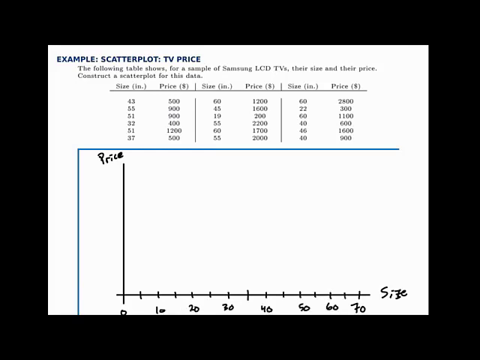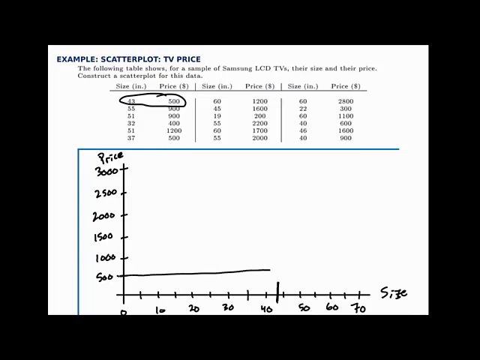Then the prices range from 200 to about 2,800. So let's say we include all the way up to 3,000. And let's mark it in increments of 500. Now for each value in our list, let's take the first one for instance. The size is 43 inches, the price is $500. So on the horizontal axis, the size axis, we'll go up to 43, which is around here, between 40 and 45. And then on the price side, we'll be right at 500. So we want to find out where those two cross, which is right around here. So our first point will be right there at 43 inches and $500.